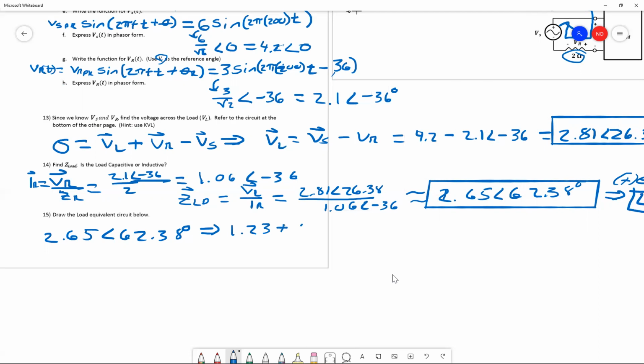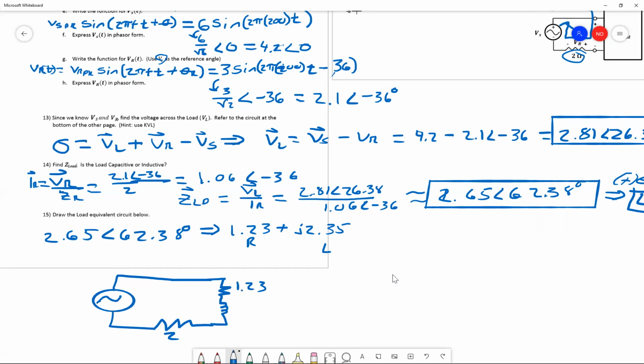1.23 plus J 2.35. Now we have the real component and the inductive, imaginary component. So all we have to do is redraw the circuit. Here's our source. There's that resistor we had at the bottom, 2 ohms. And for here, we'll place the load box with a resistor and an inductor. This resistor has that real value, 1.23. This inductor has the imaginary value, J 2.35.